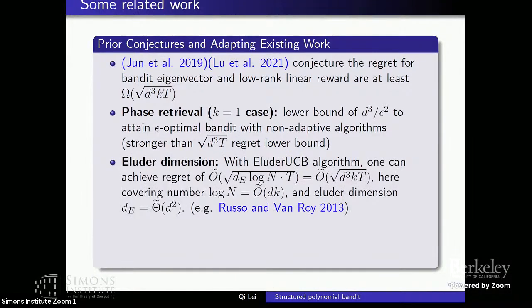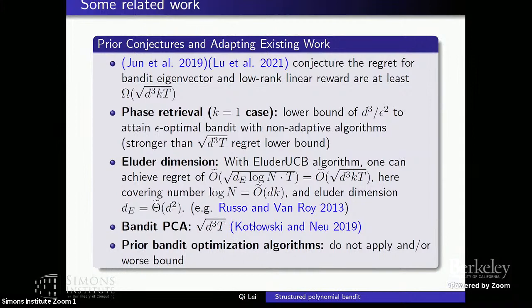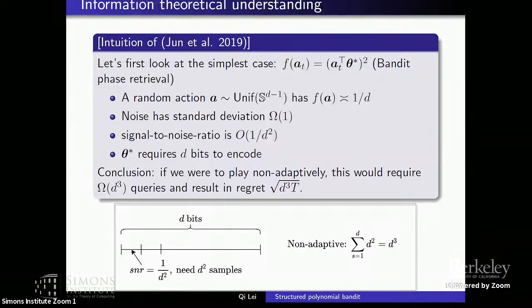And another type of algorithms include eluder dimension. With the eluder UCB algorithm, which applies broadly, but specializing to this problem, they also get a square root d cubed KT regret. And the bandit PCA, still d cubed. Some other prior bandit optimization algorithms either do not apply or have worse bounds. So why do we have this d cubed barrier?